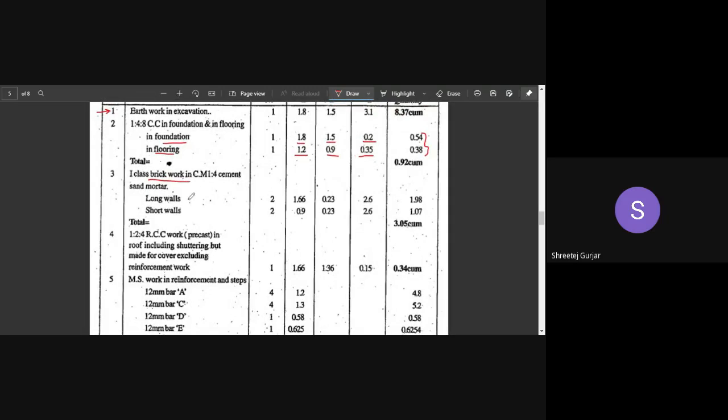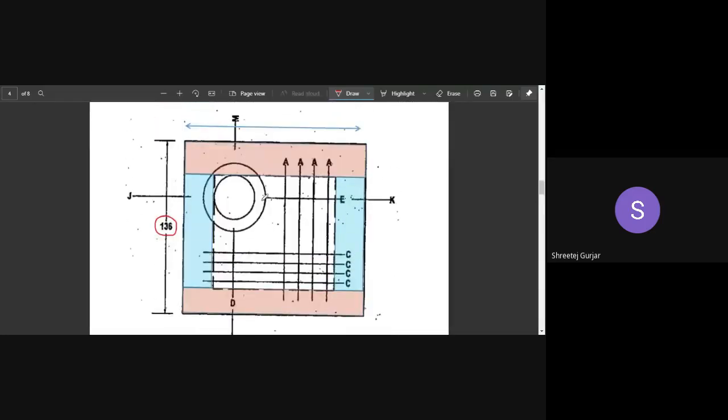Brickwork, similarly, how we have calculated: 2 number of long walls and 2 number of short walls. The red color, light red or brick color which I have shown over here, is your long wall. This is one long wall, this is your second long wall. And this in light blue is your short wall. So this is 1 and this is 2: 2 long walls, 2 short walls.